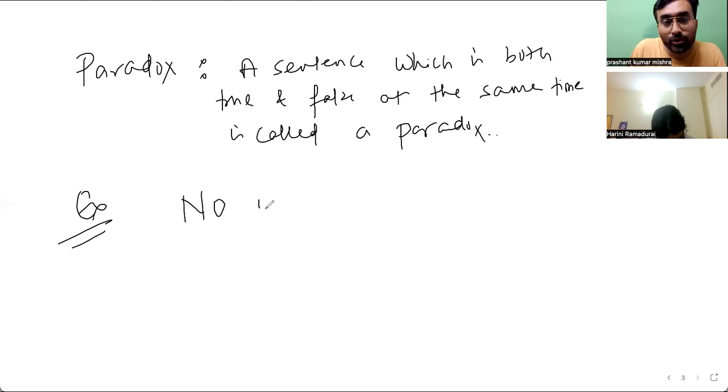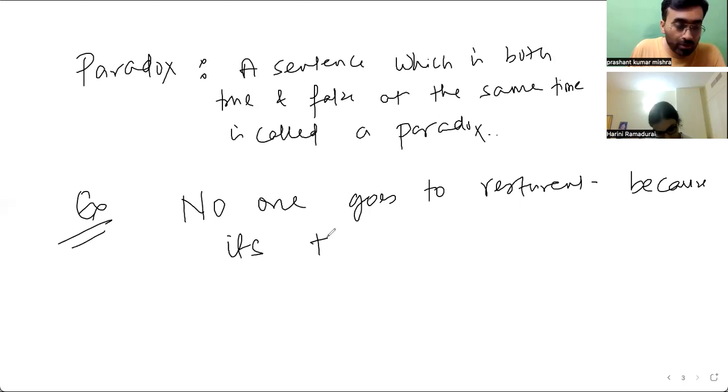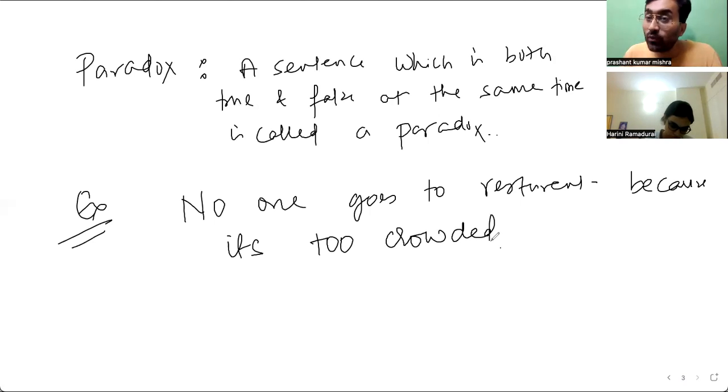The first example is: no one goes to the restaurant because it's too crowded. See, this is a paradox. No one goes to the restaurant because it is too crowded. If no one goes, how did the crowd come from? So if no one is going, how is it getting crowded? That's the paradox.